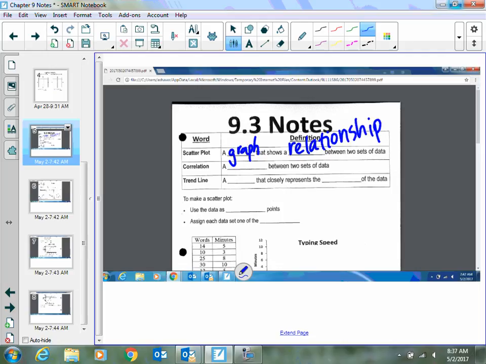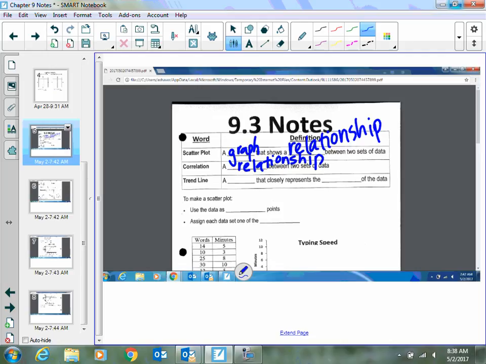So basically, you're comparing the x-axis to the y-axis, but you're actually giving them names in a scatter plot. We've been talking about x and y. Now we're going to say like ice cream sales to the temperature, something like that. We're going to compare two things. A correlation is the relationship between the two sets. When we're talking about the relationship, we call it the correlation. So how they correlate together, how they go together.